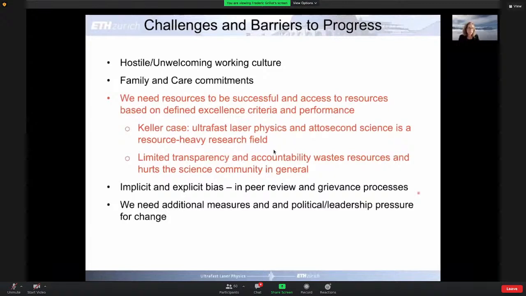I'm really convinced that if you have limited transparency and accountability with regards to resource distribution, you actually waste resources and it hurts the science community in general. And of course, the minorities are hurt much more by bad governance.